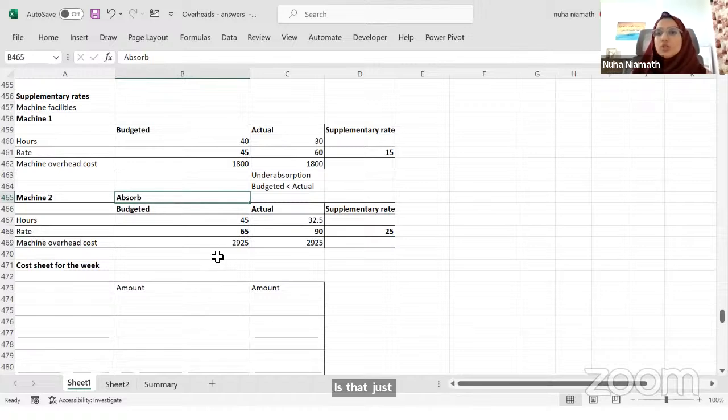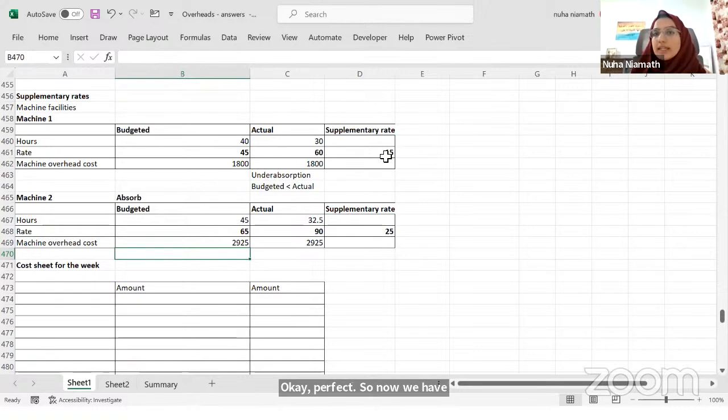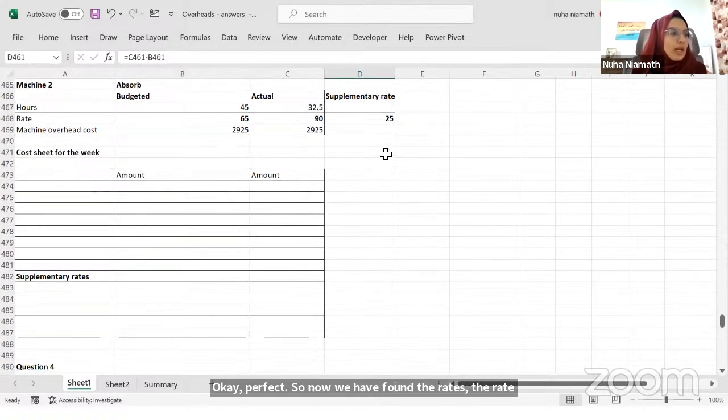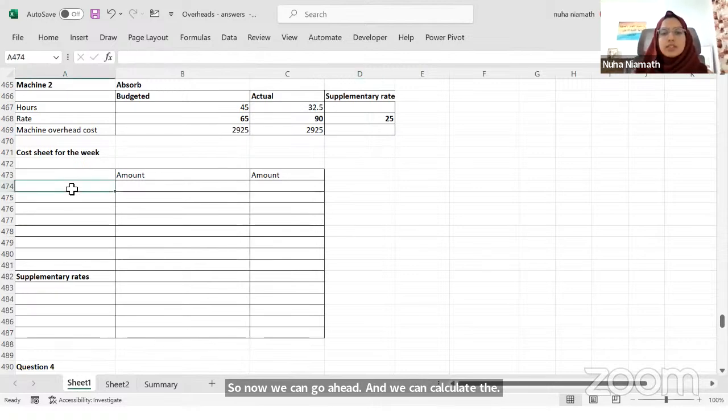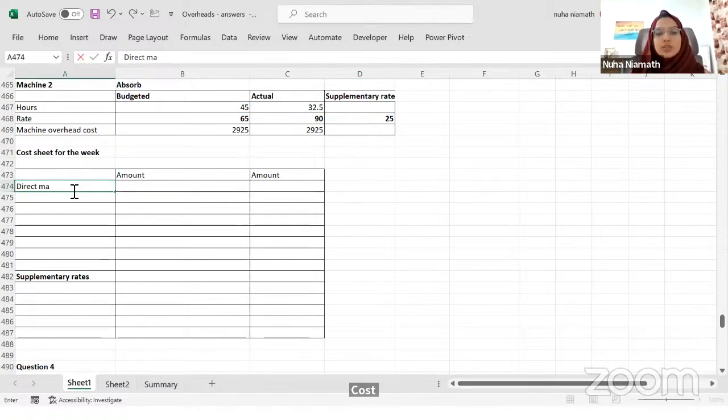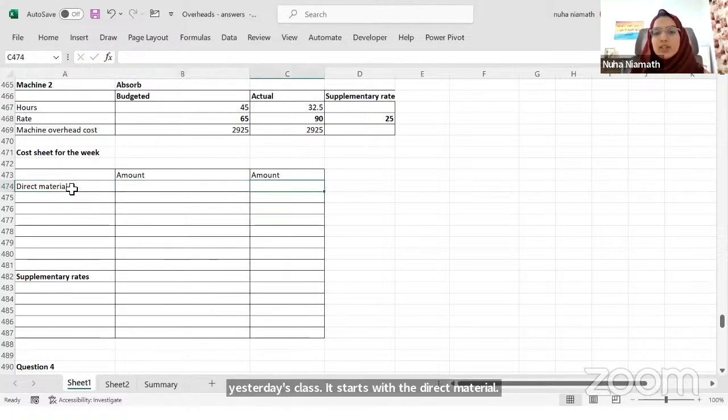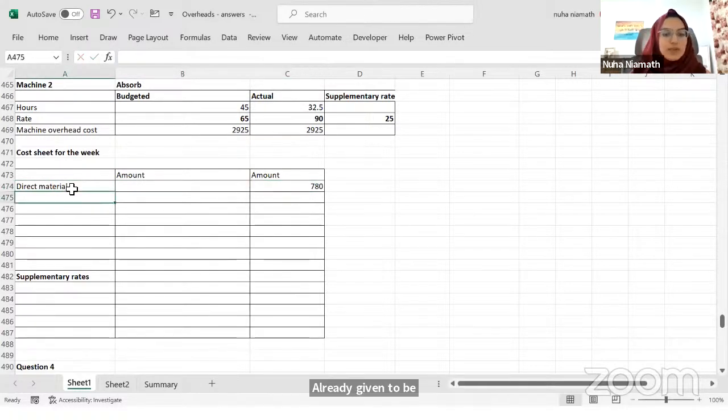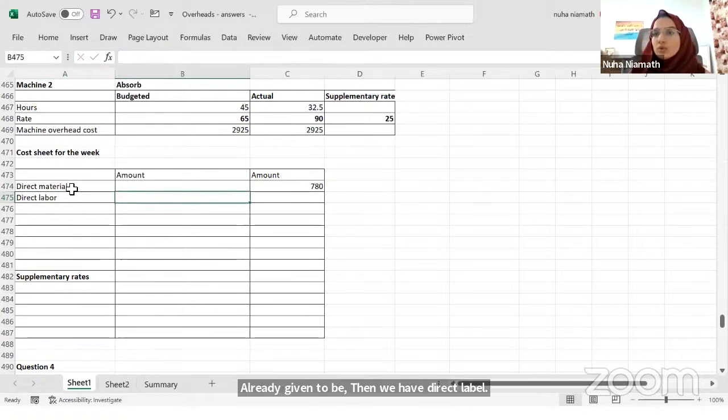Okay, perfect. So now we have found the rates at which we have to inflate the cost. Now we can go ahead and calculate the cost sheet. The cost sheet, like we discussed in yesterday's class, starts with the direct material, already given to be 780 rupees in the question itself. Then we have direct labor. All of you can also start trying to do this question, and if anybody comes up with the answer, you can put it into the chat box as well.